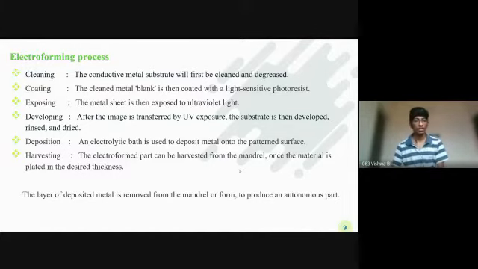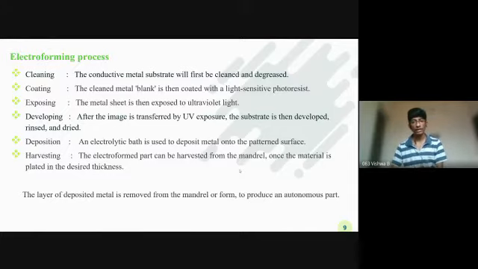Then developing: the image is transferred by the UV exposure, then the substrate is developed, rinsed, and dried. When the ultraviolet light falls on the surface, a layer will be formed over the metal to be impressed, the product to be developed, rinsed and dried. And then the deposition process.